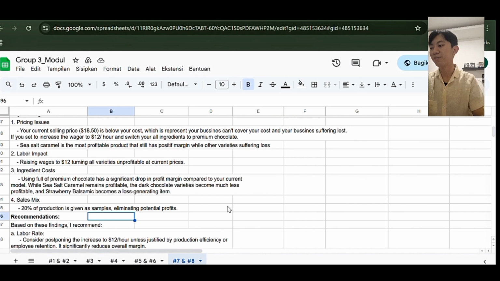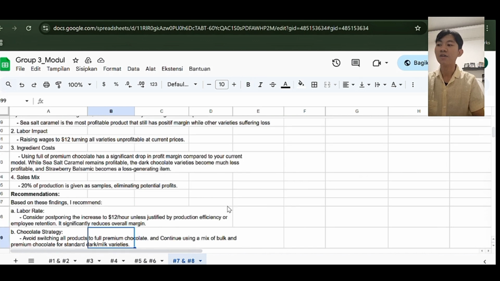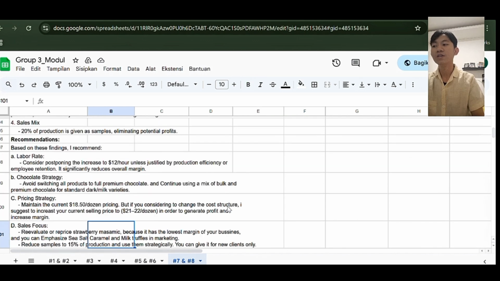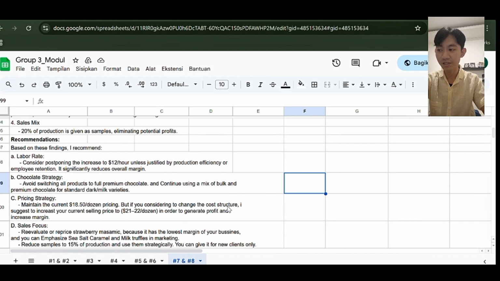So based on the findings, I recommend the following. Point A is about labor rate. Consider postponing the increase to $12 per hour unless justified by production efficiency or employee retention, since it significantly reduces overall margin. Point 2, chocolate strategy: avoid switching all products to full premium chocolate and continue using a mix of bulk and premium chocolate for standard dark or milk varieties. And point 3 is pricing strategy.